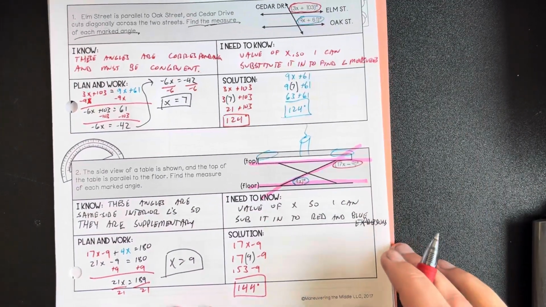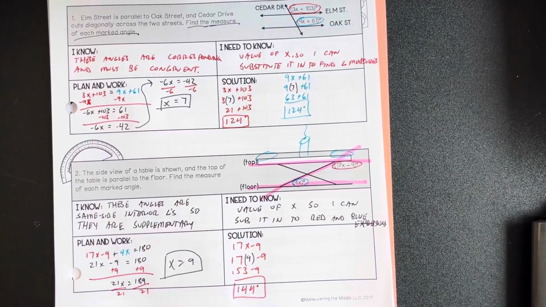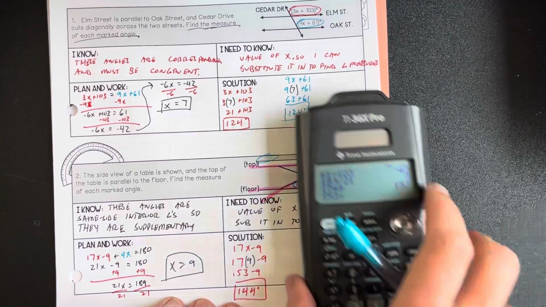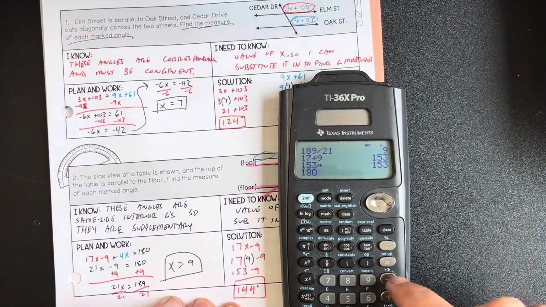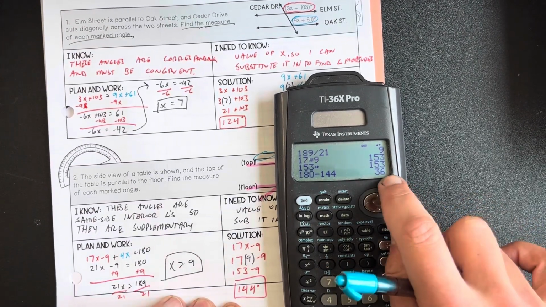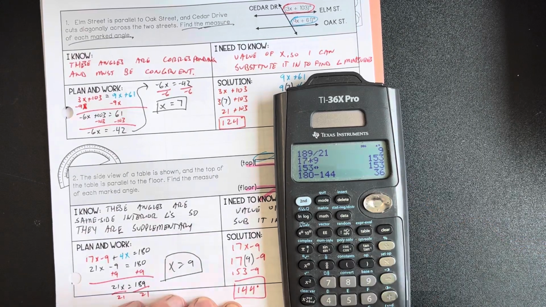Let's make sure that makes sense. Blue angle needs to be supplementary to this. Otherwise, we've run into a mistake. So blue angle needs to be, well, what is it? What is 180 minus 144? Oh, that's 36. So blue angle needs to be 36. If it's anything else, we've made a mistake somewhere.